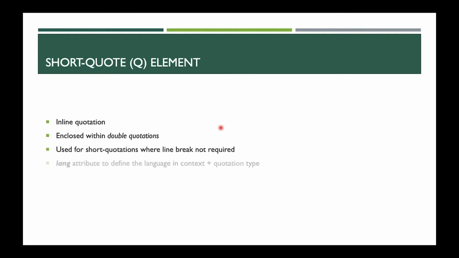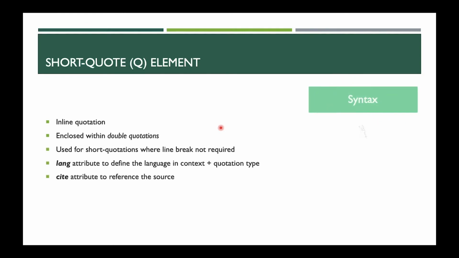So the q element is used for short quotations within a web page. So that's basically inline quotations where we want to include something within a paragraph. That's where we use the q element. The content of a q element is enclosed within double quotation marks. And those double quotation marks are different from one language to another. For example, in English, we have this rounded type of double quotation marks. In French, it's a little bit different. In Russian or Arabic, it's a little bit different.